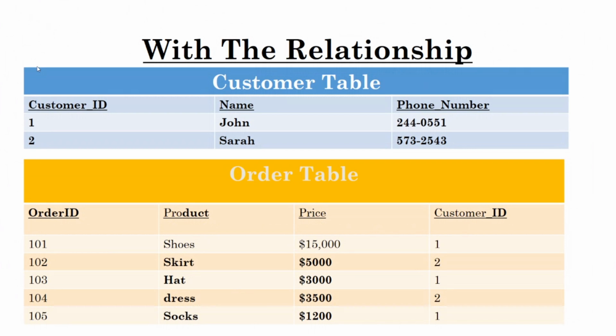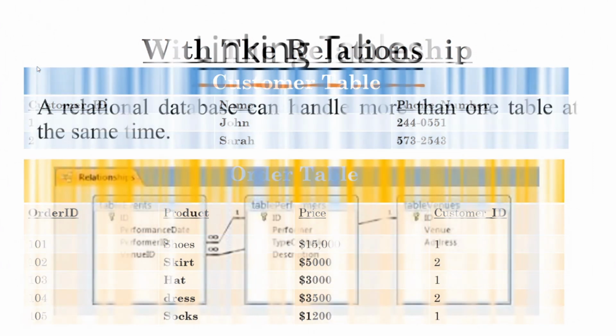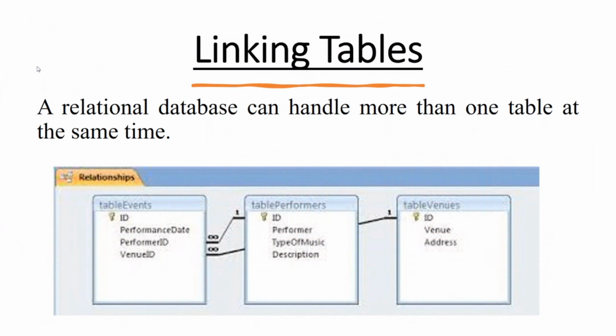So you're not seeing the customer's name being repeated. You're only seeing an ID number that is assigned to them repeated in our orders table. So this right here is way more organized and easier to update. Because if Sarah goes ahead and changes her number, we only have to make that change in the customer table only once. Right. A relational database can handle more than one table at the same time, so at least two tables.